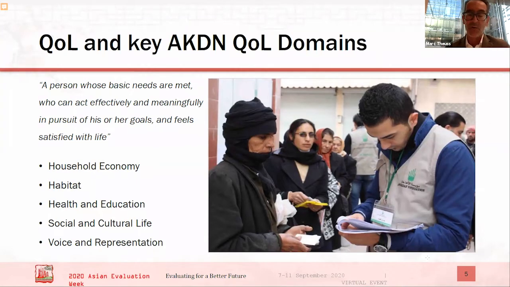But we also look at a whole set of domains that we think are enablers of quality of life. And they include household economy, habitat, health and education, social and cultural life, and voice and representation. And we try and understand our contribution to those changes and the general changes through a mixed method assessment approach. So a large household survey and a qualitative research process that involves face-to-face data collection. Next slide, please.